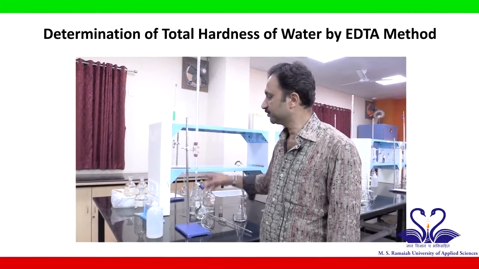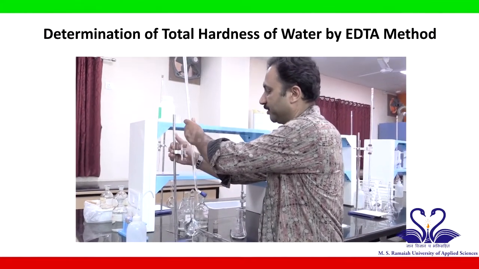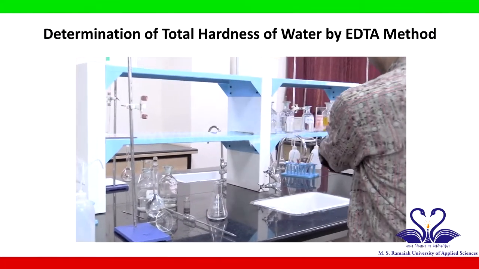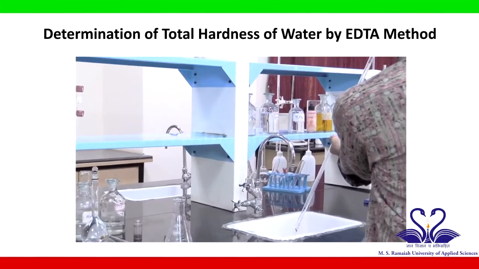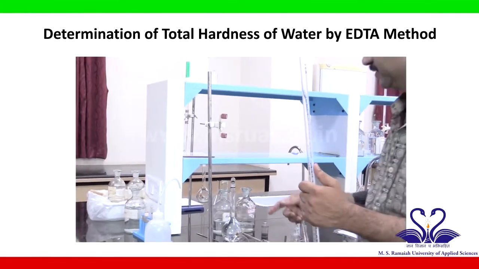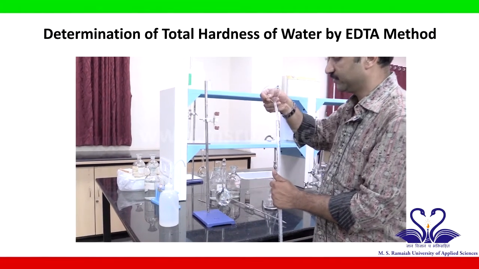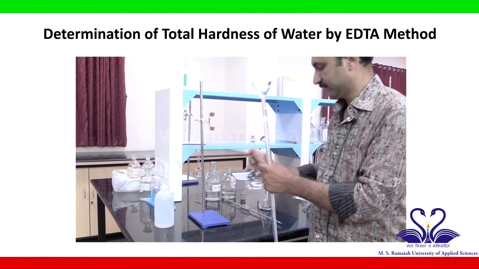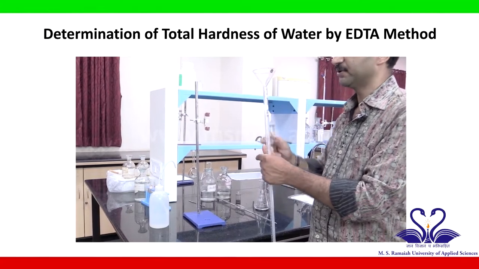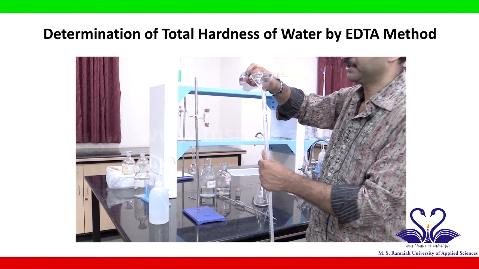So the standard solution should be taken inside this burette. So you are using a 50 ml burette. You can remove the water. Now you have to rinse it with the standard solution first. Rinsing is important. Take some quantity, some 10 to 15 ml.